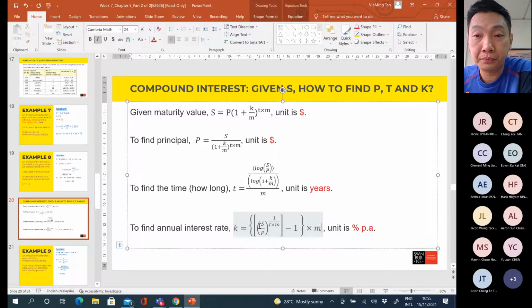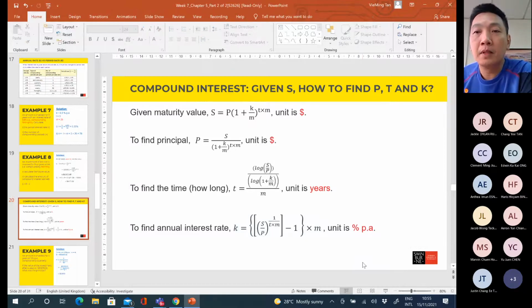Okay, so it's using the S divided by P, brackets and then power 1 over T multiplied M, and then minus 1, and then bracket multiply M. This formula will be given to you. No need to memorize by heart. You just need to apply the formula.